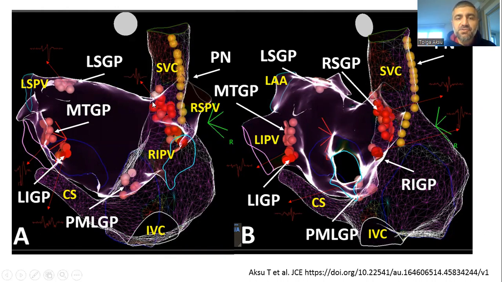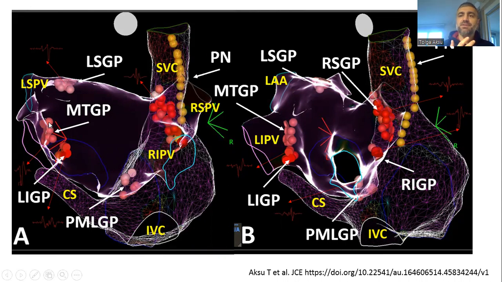The first one is the right superior GP, located between the posterior septal wall of the superior vena cava and the anterior wall of the right superior pulmonary vein, which is very important for vagal innervation of the sinoatrial node. The other one is the right inferior GP, located in the interatrial septum area. The other one is the Marshall tract GP.